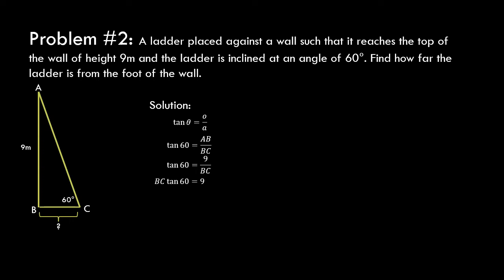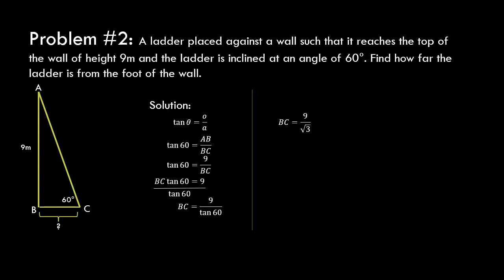Since we can input this directly into our calculator, we are going to isolate the BC, the side BC, since this is what we are looking for. So what we are going to do is we divide both sides of the equation by tan 60, which will leave us with BC equals 9 over tan 60. So if we input that in our calculator, we are going to get a direct answer. But for those who want to know how it goes, I will explain it specifically.